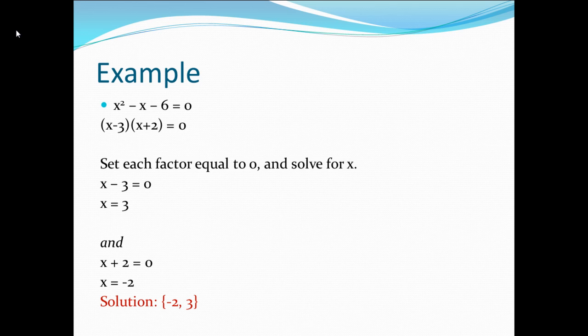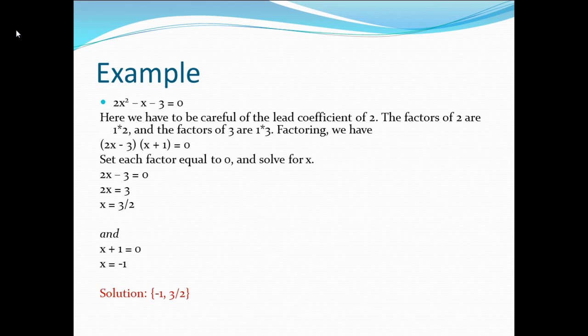The second factor, x plus 2, equals 0. To solve for x here, we subtract 2 from both sides, and we have that x is equal to negative 2. So our solution set is negative 2, 3.